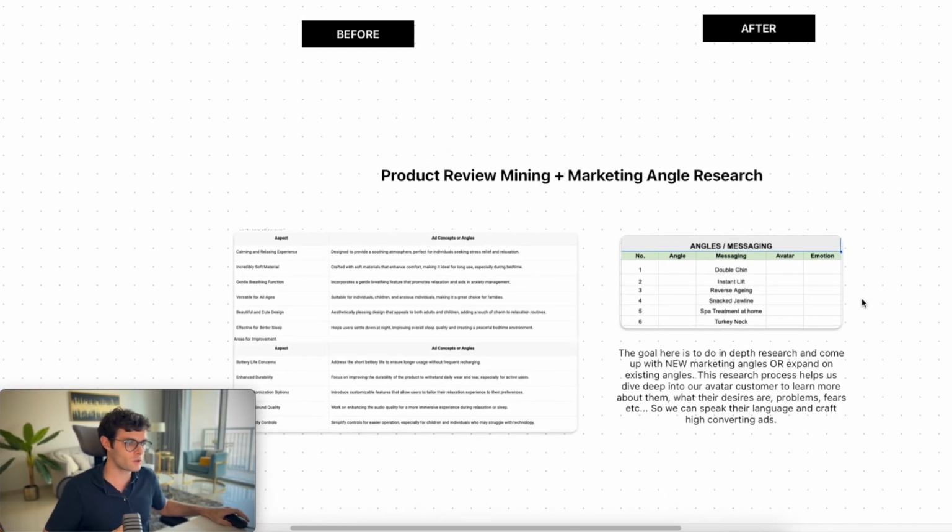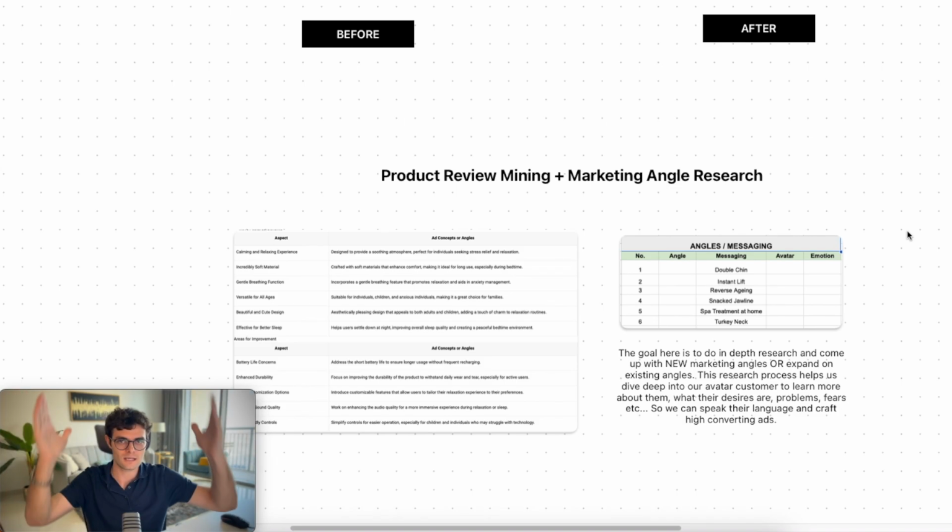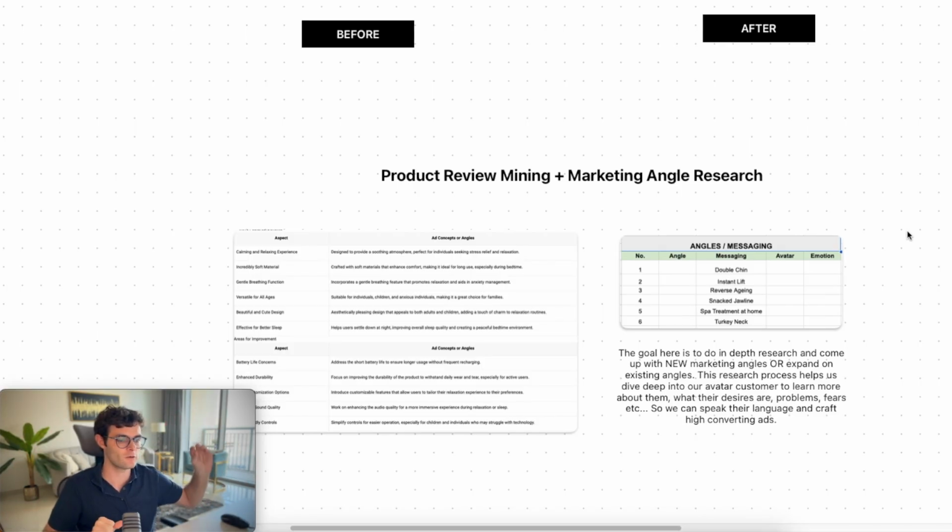Now, let me start with one of the first activities that we're doing right now, very heavy and aggressive on this, because it really gives us a very clear path on how we should scale the company. It's product review mining and marketing angle research. We take this process very religiously, because this essentially will set the skeleton for the next 3 months. We set a strategy, we follow it, we do a bunch of market research, and it gives us the best foundation for the strategies that we want to test moving forward.